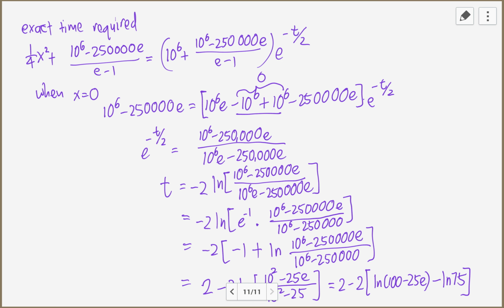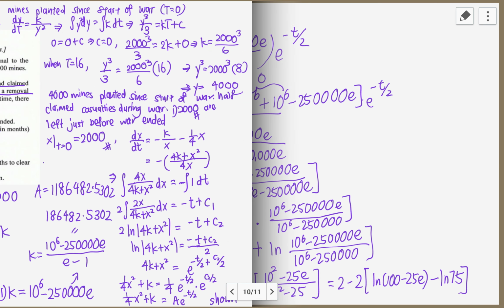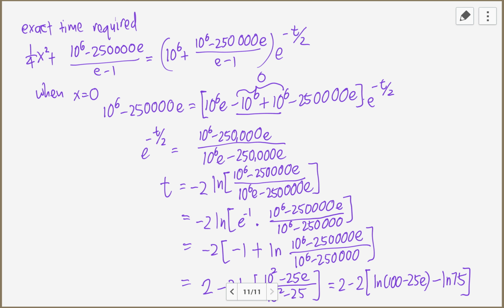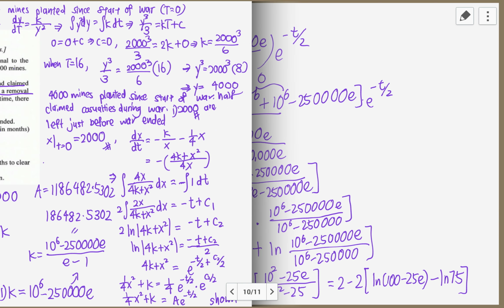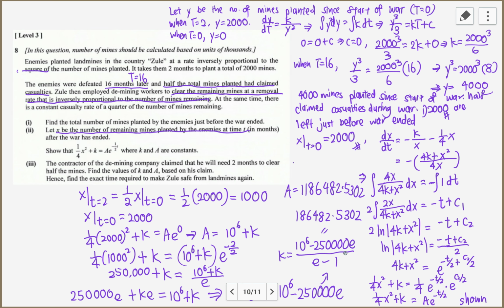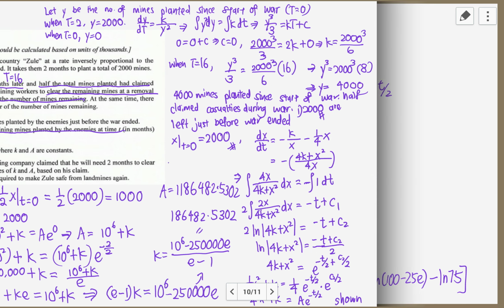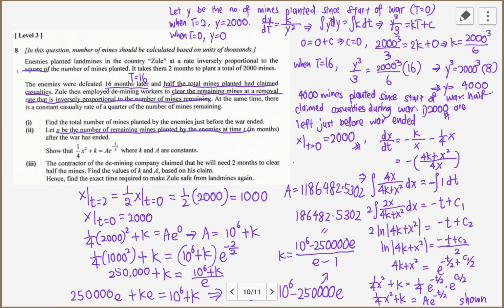So again, it's still the same differential equation. You see 1/4 x^2 + k = ae^(-t/2). We just substitute: 1/4 x^2 plus the a plus k. So k is (10^6 - 250,000e)/(e - 1). Okay, so a, right, here we have a equals 10^6 + k, so it's right in front of the e to the power minus t over 2.